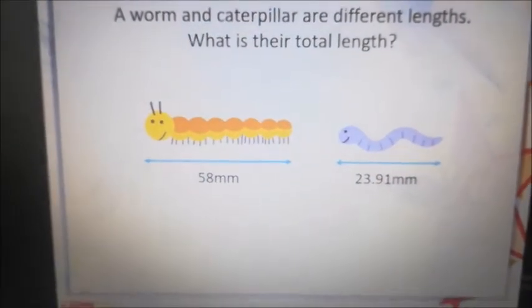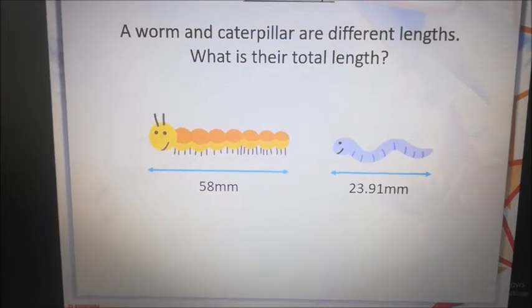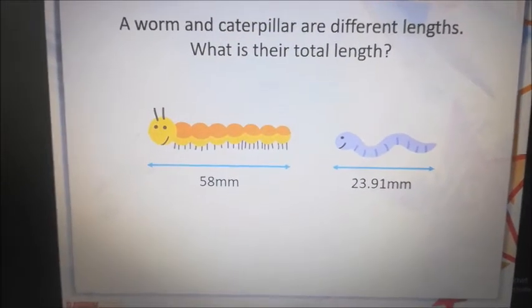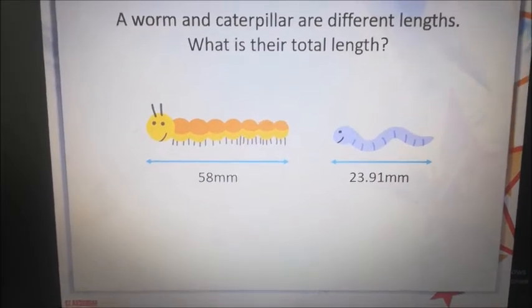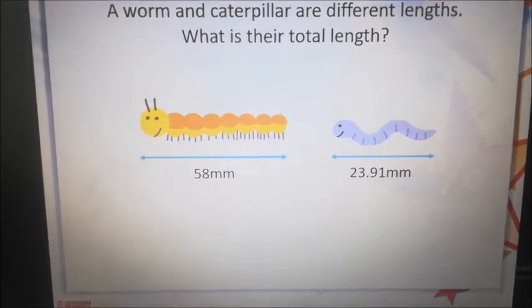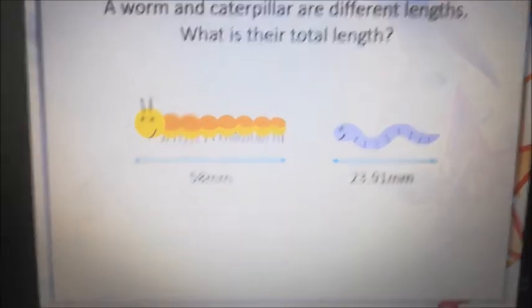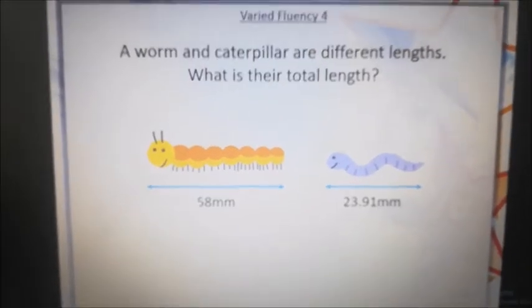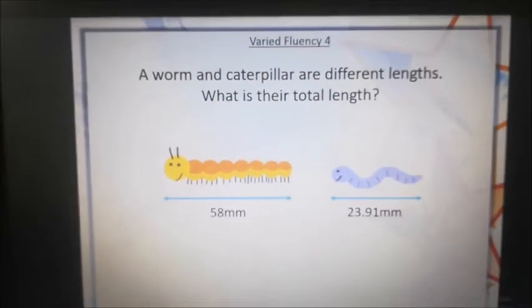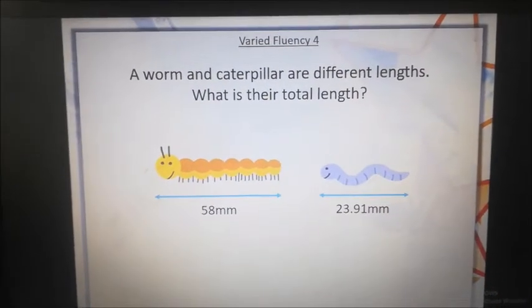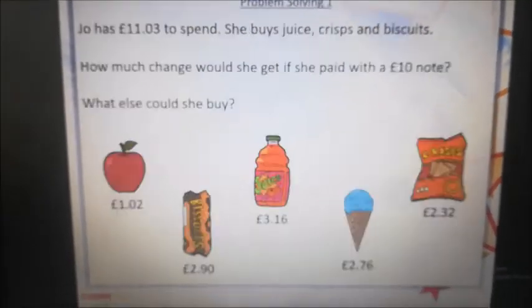Be careful here. It's 58 and it's a whole number, so where's the decimal point going to go? And it's going to be 58.00 millimeters. Don't forget your units that you're working in, and that is millimeters. Okay, so it does have 0 tenths and 0 hundredths. Okay, so 58.00. Add 23.91, the answer is going to be there.